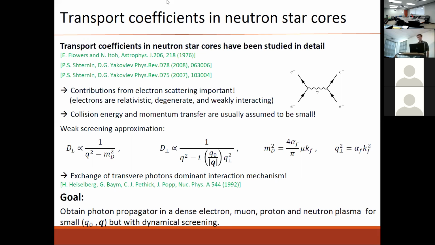So what we really want to do is we want to obtain a photon propagator in a dense plasma that's comprised of electrons, muons, protons, and neutrons in a region of small energies and momenta, but with the full dynamical screening that you can get to a certain approximation.